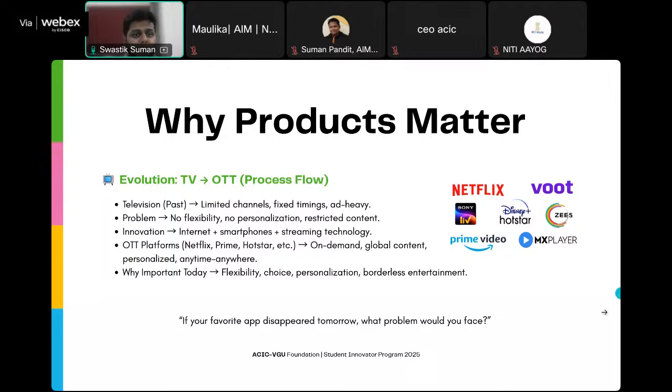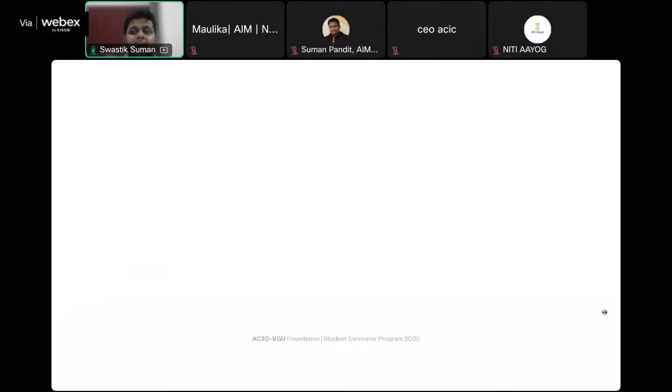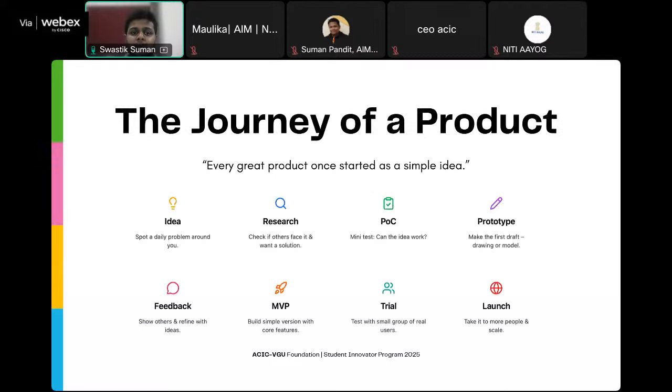Moving to our next page, here we'll talk about the journey of a product, where every big company uses this kind of steps to be a market winner. The first step we have is idea, where we spot a daily problem around us. Then we have research, where we check if other people really want a solution or not. Third step is all about POC, where we take a mini test whether the idea will work or not.